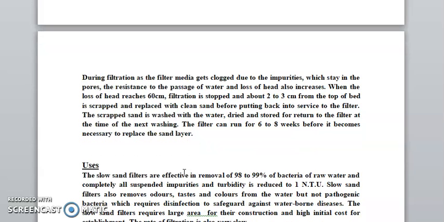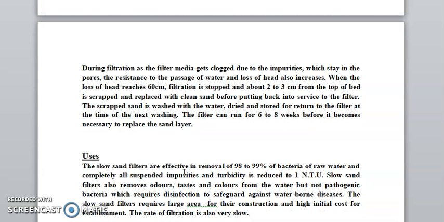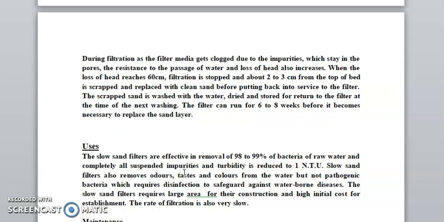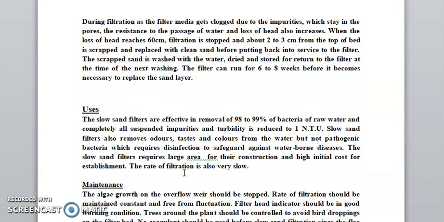Uses: it gives effective removal of 90 to 99% of bacteria from raw water. This is a very important safeguard against waterborne diseases. Disadvantages: high initial cost, a large area is required, the rate of filtration is very slow, and the cost of maintenance is high. The filter should be maintained free from contamination.